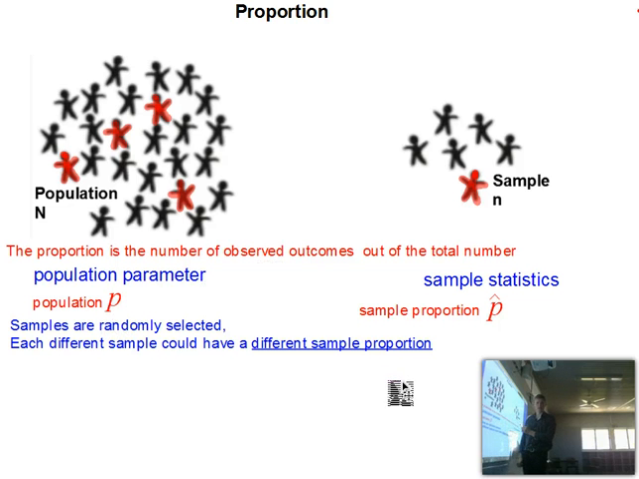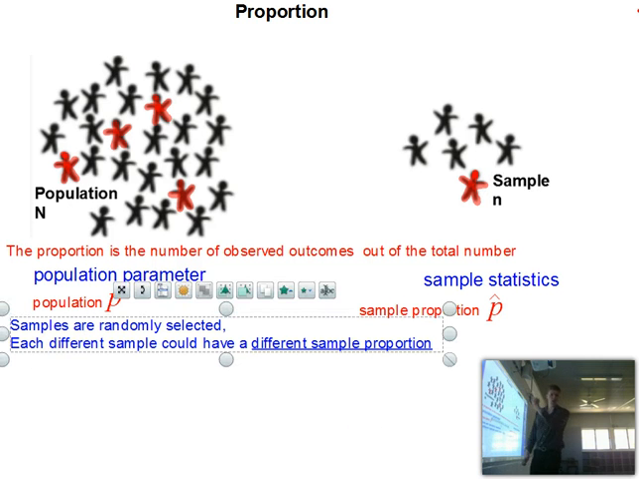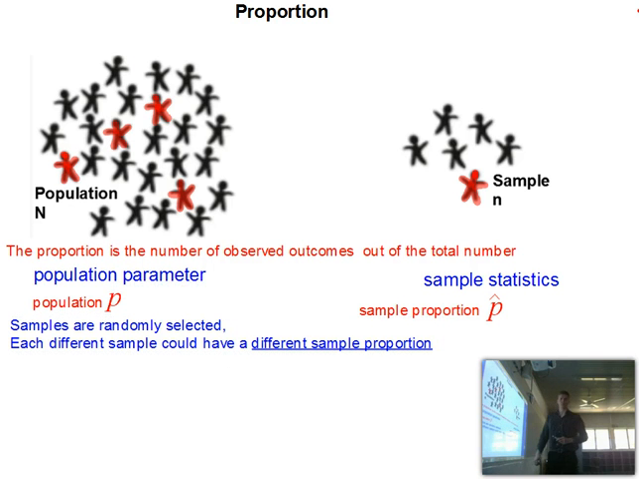So the population parameter that we have there is our population proportion. We're going to denote that as a P. While the sample statistic in this case is our sample proportion. We're going to denote that as a P hat. Okay, so we can tell the difference between our population proportion and our sample proportion. So when samples are randomly selected, each different sample could have a different sample proportion. So the next time I take a sample, I might get 2 out of a possible 6 in my sample.